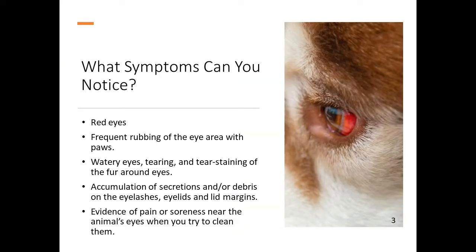What are the symptoms you should be looking for? Red eyes, frequent rubbing of the eye area with paws, watery eyes, tearing and tear staining of the fur around the eyes, accumulation of secretions and/or debris on the eyelashes, eyelids, and lid margins, evidence of pain or soreness near the animal's eyes when you try to clean them.